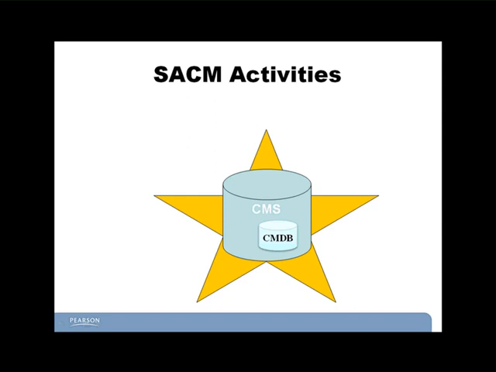The Service Asset and Configuration Management process has 5 main activities. The first step is management and planning. And this is where we sit around and try to figure out how exactly we're going to do service asset and configuration management, because this one's a biggie, and this one is always happening.